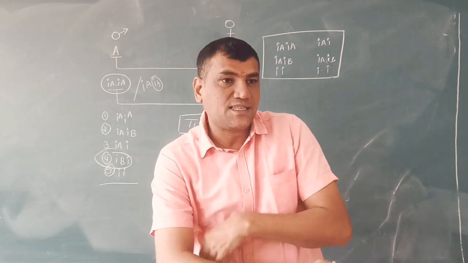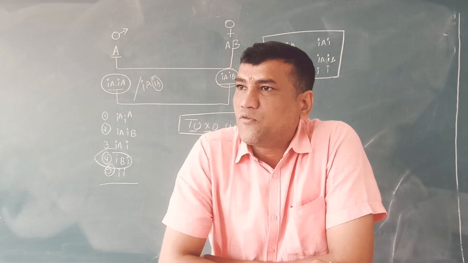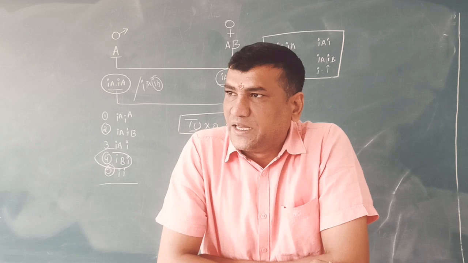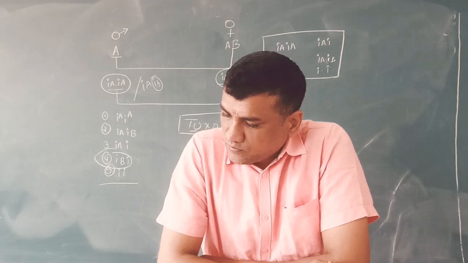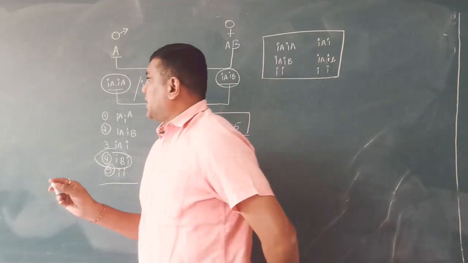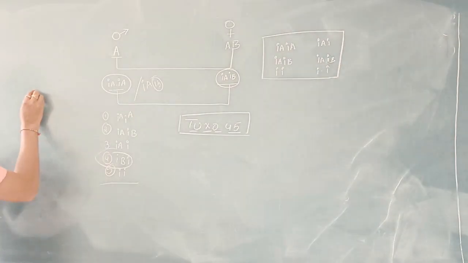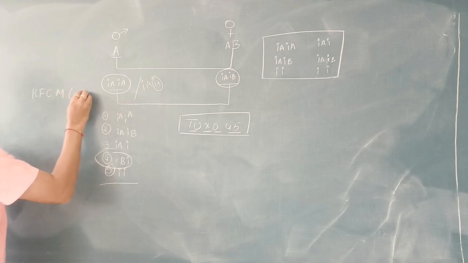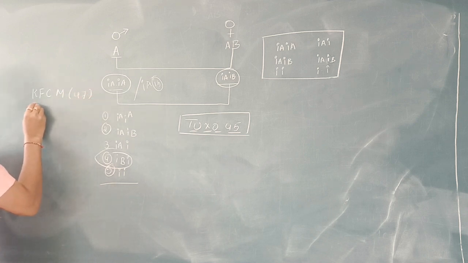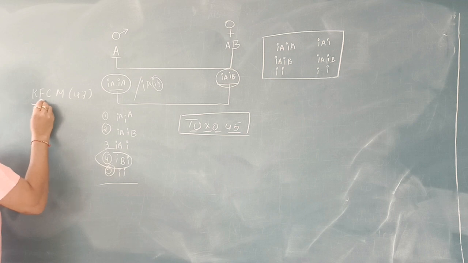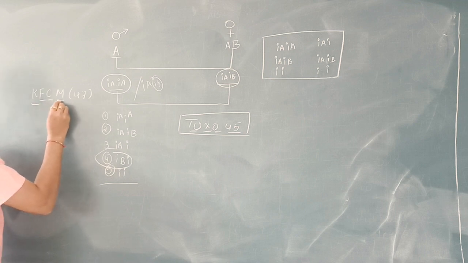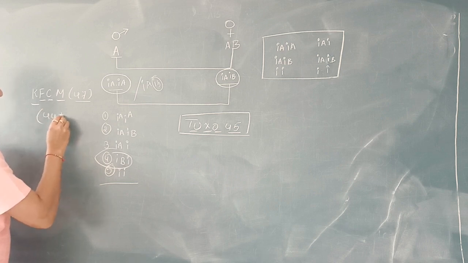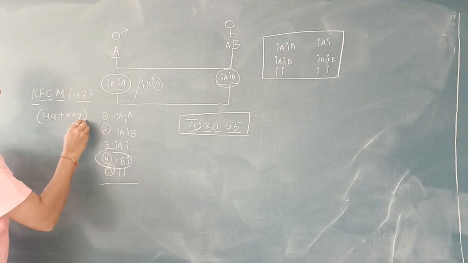Next, Klinefelter syndrome, 47, 44 plus XXY. Okay. Next. Okay. KFC chicken in Mumbai. KFC, 47. You remember that. Klinefelter syndrome. Female characters in males. 47. That is 44 plus XXY.